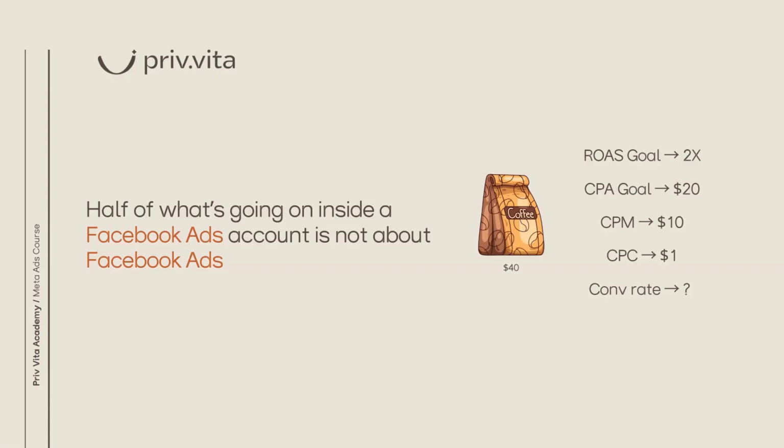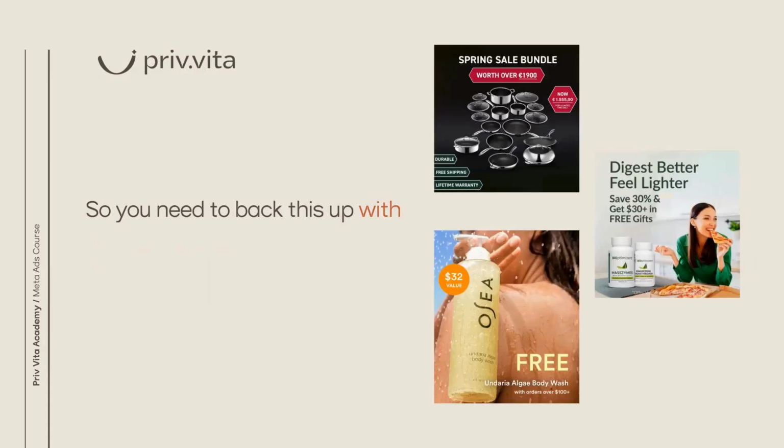That means you need a $20 CPA. Let's say you have a $10 CPM and $1 CPCs. Can you calculate the conversion rate you need to be profitable? And by the way, not every business can hit $10 CPMs and $1 CPCs. I'm being very generous right now. So you need to back this up with an average order value, a repetition rate, and great offers to make Facebook numbers work for your business.